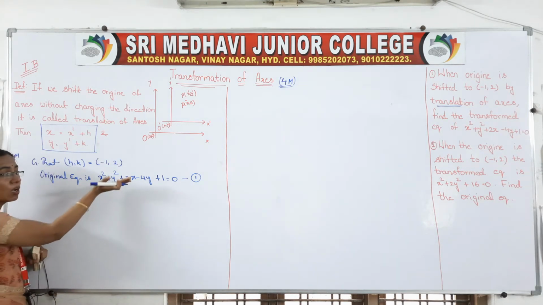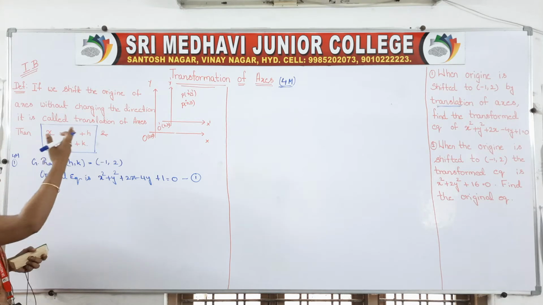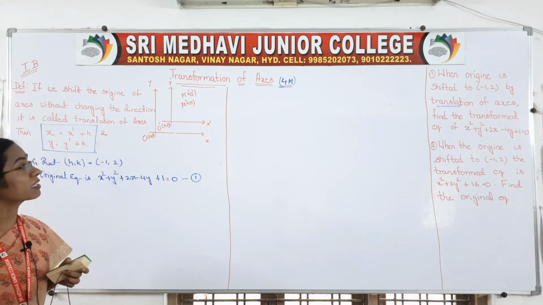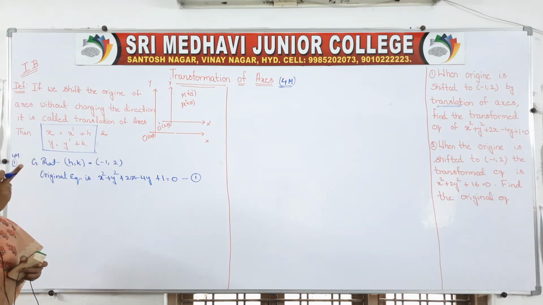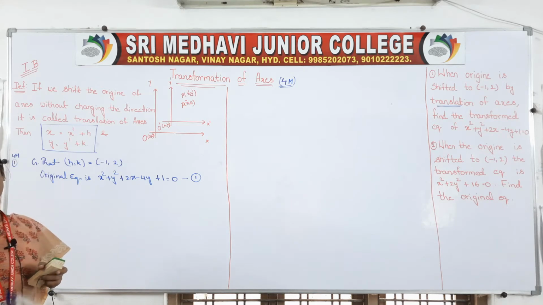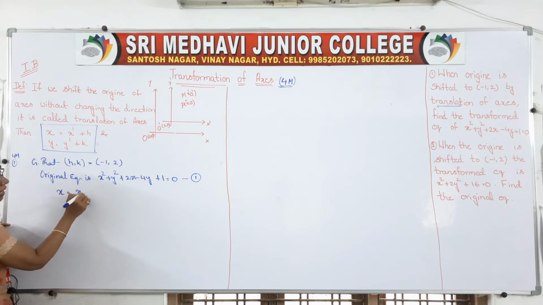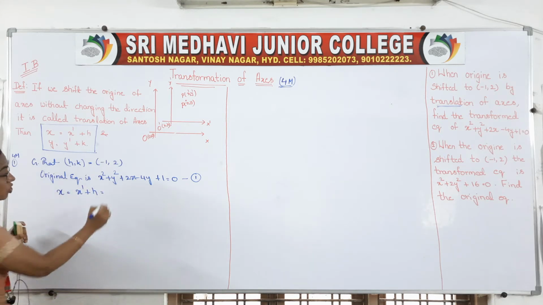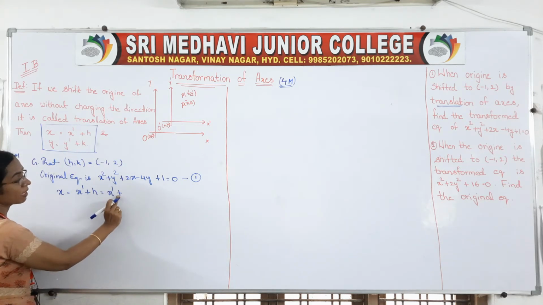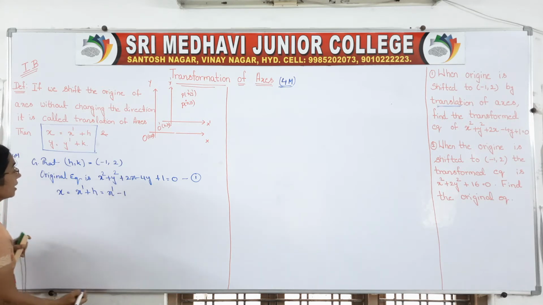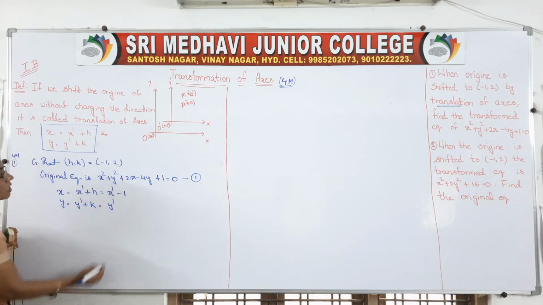So always remember, the original equation will be in terms of x and y, and the transformed equation will be in terms of x dash, y dash. I said P(x, y) is the point with respect to the original axis, and P(x dash, y dash) is the point with respect to the transformed axis. After the shifting, what happens to our x value? x is equal to x dash plus h. What is h? It is -1, so x dash plus of minus 1. Similarly, y is equal to y dash plus k.